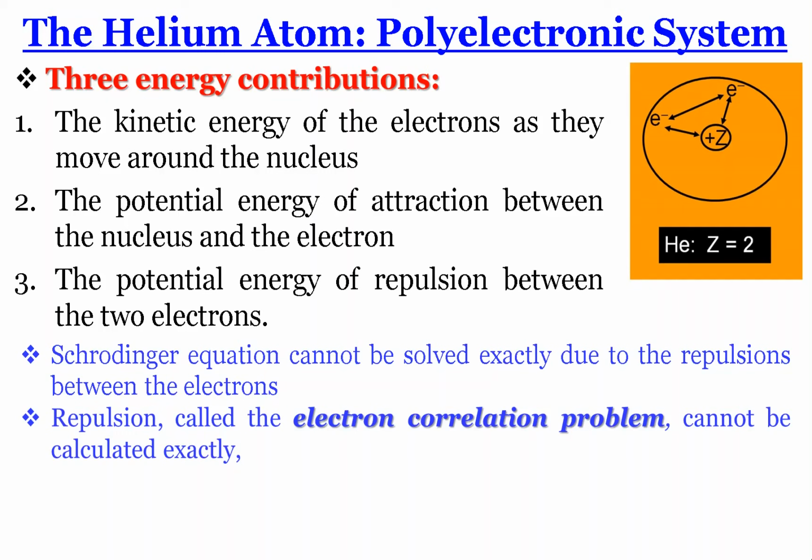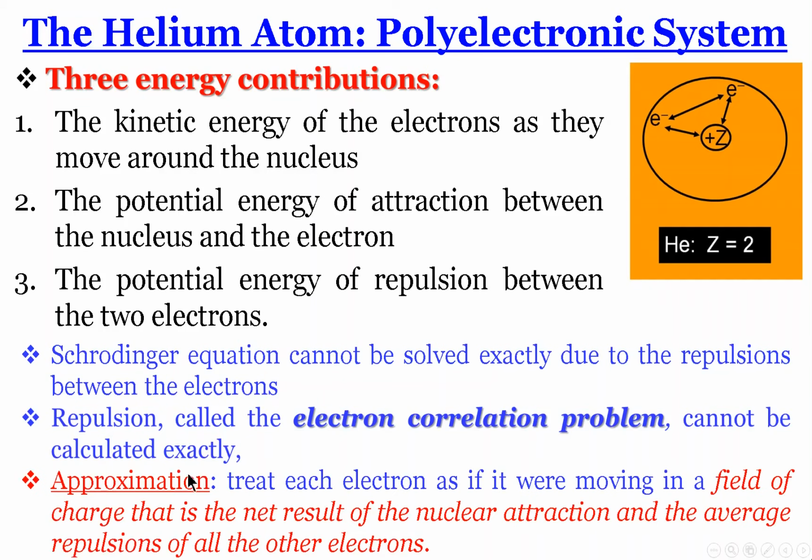So for the polyelectronic system, in order to solve the Schrödinger equation, we make an approximation and we treat the electron as if it were moving in a field of charge that is the net result of the nuclear attraction and the average repulsions of all the other electrons. In other words, we make an approximation by neglecting the repulsion between the two electrons and by considering that each electron is moving free.